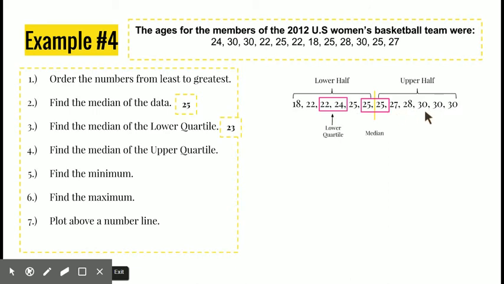And we do the same thing with the upper half. 28 and 30 are right in the middle of the upper half. And so what is that number that's right in the middle of 28 and 30? That's 29. That's it. The smallest number is the minimum, which is 18. And the largest number is the maximum, which is going to be 30.